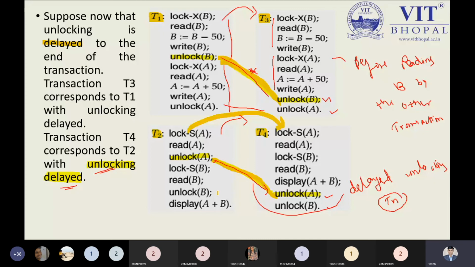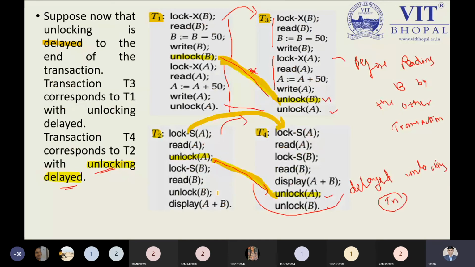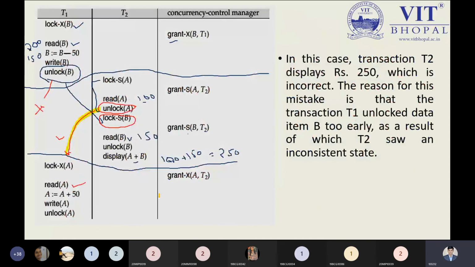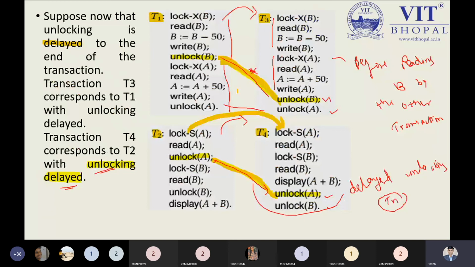After this point, you should verify the sequence of reads and writes in schedule one, which led to an incorrect result, that is 250. So we got the 250. Okay, so that schedule is no longer possible with transactions T3 and T4. Other schedules are possible. It means that with transactions T3 and T4 we try to resolve such issues. It was written over here.